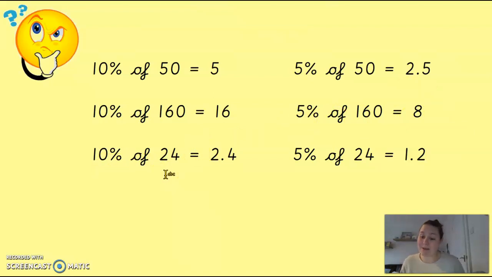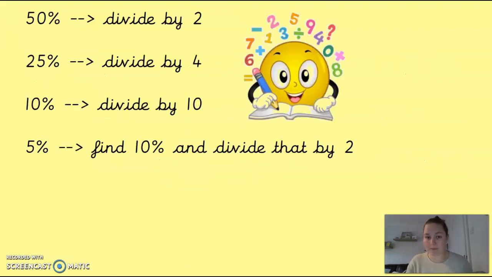Now, some people might say we can't divide that by 10, but we can. It will just go to a decimal. We're going to shift the digits across. Half of 2.4 is 1.2. Well done if you got those right.